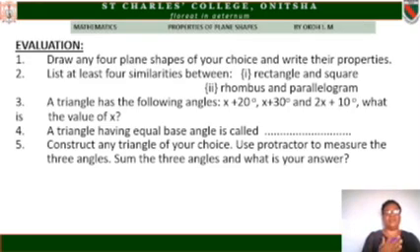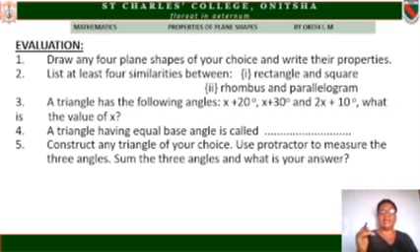So now I want you to look at these ones. Number 1, I want you to draw any 4 plane shapes of your choice, any 4 plane shapes you like, just draw them and write their properties. I will not give you the names of the plane shapes you have to draw. Just draw any 4 plane shapes of your choice and list out their properties. Number 2, list at least 4 similarities between a rectangle and a square. I gave you the difference. Now I want you to give me the similarities, 4 of them. It's very simple. That's why I did not give you that one.